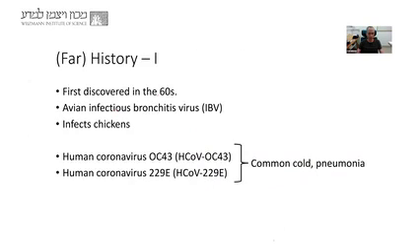Now, a little bit about the history. The first coronavirus was actually identified in the 60s. This coronavirus was detected as a virus that infects chickens, and the name of this virus is avian infectious bronchitis virus, or IBV. And it's still circulating globally. It is considered an agricultural problem.